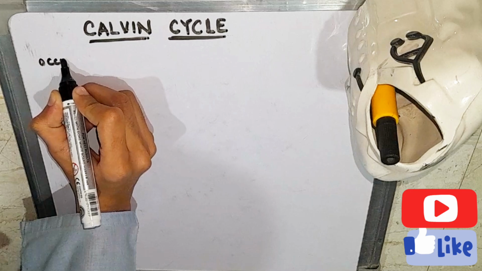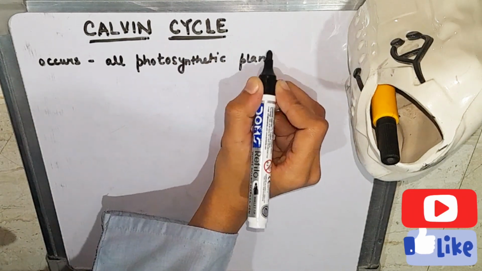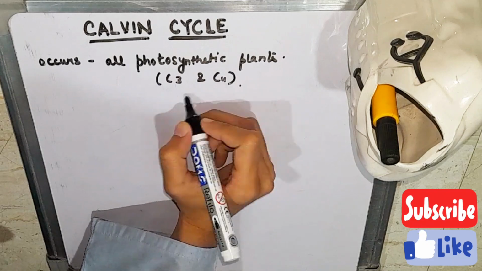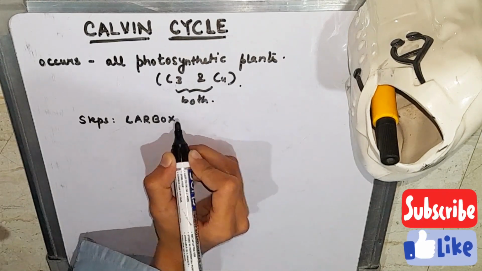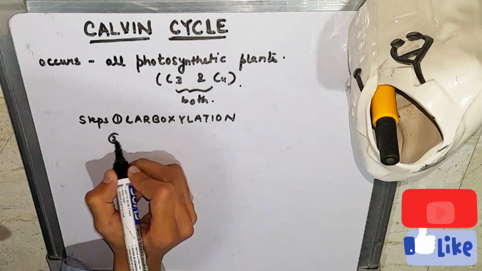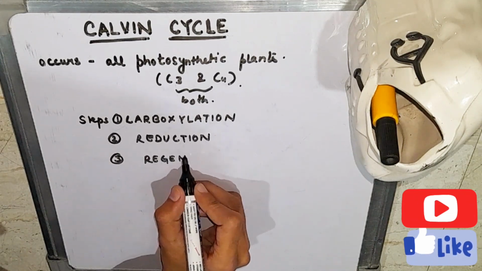So the topic is Calvin cycle. Calvin cycle basically occurs in all the photosynthetic plants, be it C3 and C4 both. There are basically 3 steps of Calvin cycle. First is carboxylation, then reduction, and then regeneration.